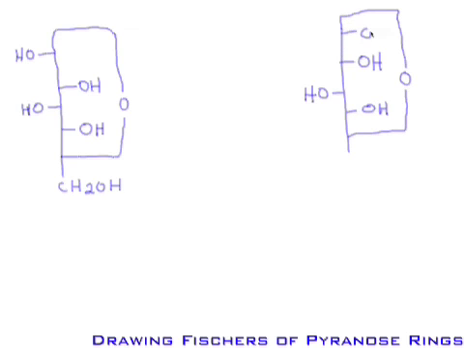This is drawing the previous ring structures I had drawn as Fischer projections. So let's just draw the free Fischer here.